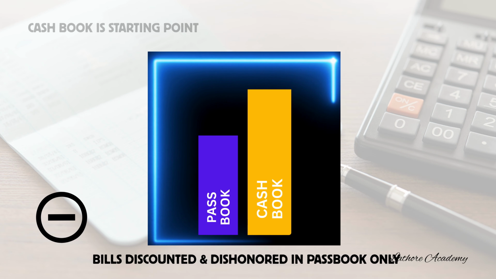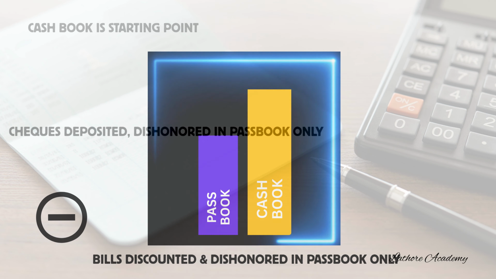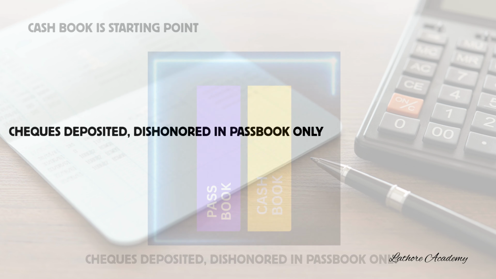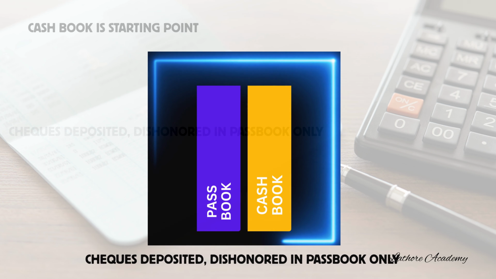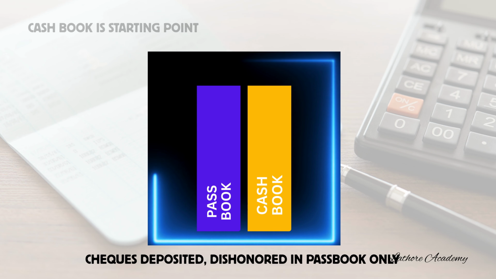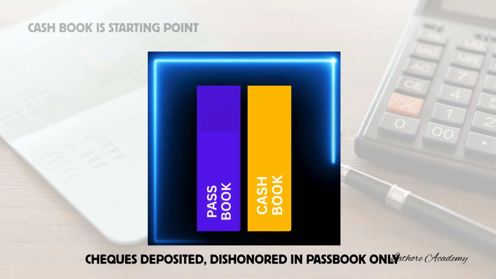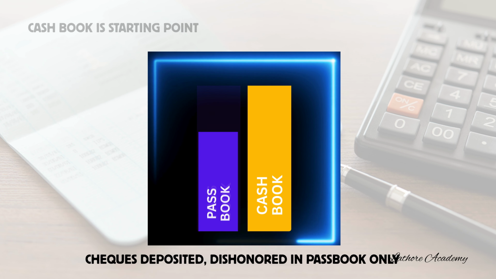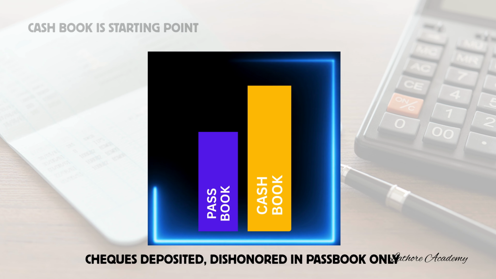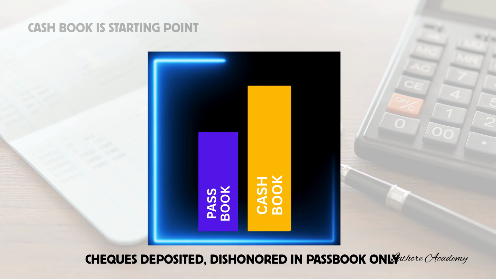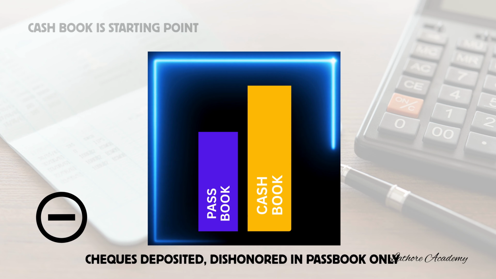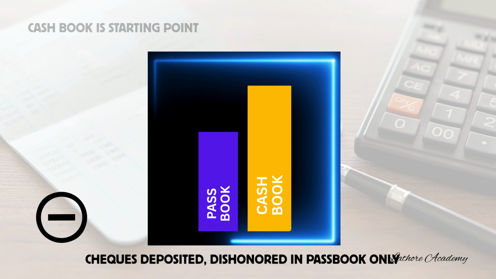So moving on to the next transaction, check deposited but dishonored in passbook only. When a deposited check bounces, the bank reverses the credit. Your cash book is still showing the deposit, because the passbook is showing lesser balance and the cash book is showing more balance. We have to subtract the dishonored amount, isn't it?